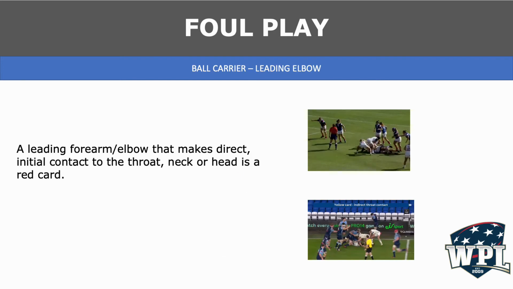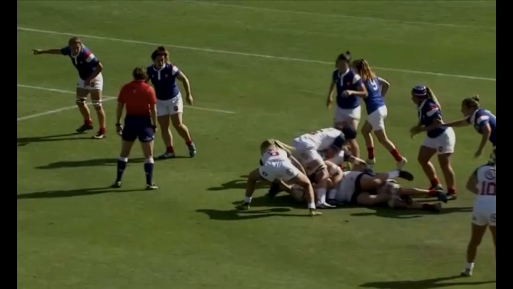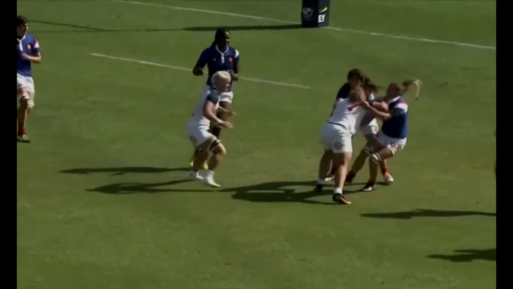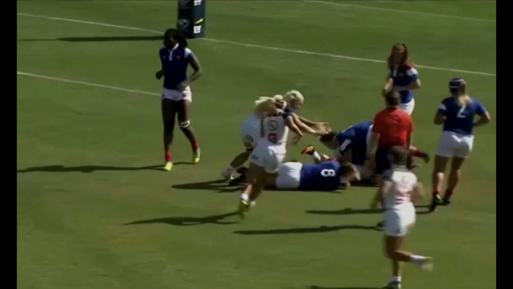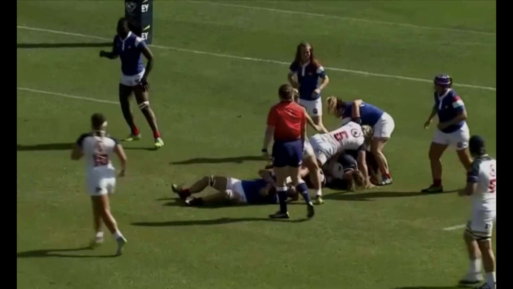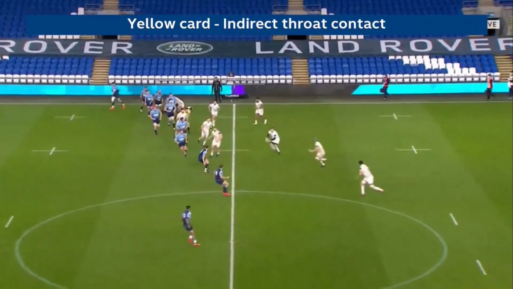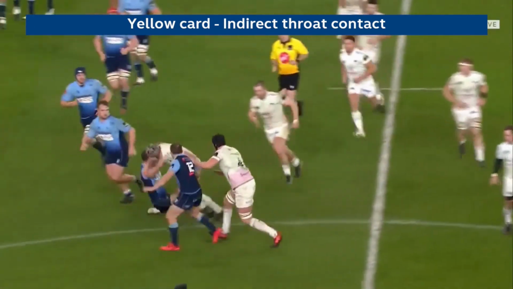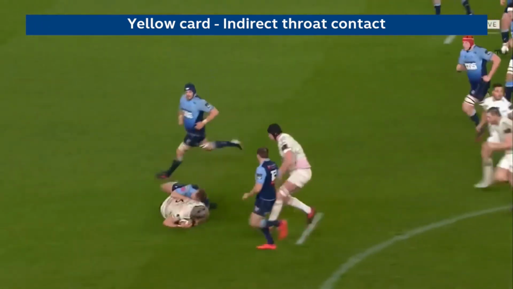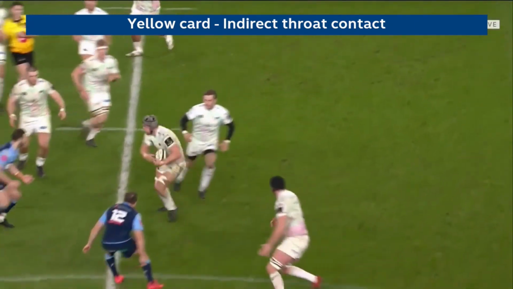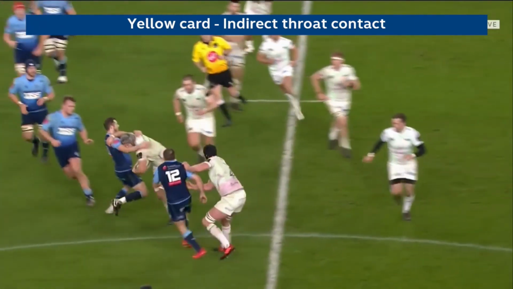The next item we want to cover is the ball carrier and the leading elbow. An elbow tucked against the body and then used to push away from a tackler is not a leading forearm. Running with the forearm extended, as we saw in this example, is a leading forearm. Making direct contact with the head or neck is a red card. A leading forearm that first contacts the chest and then rides up into the throat is also liable for sanction, as we see in this example, and should be a yellow card.